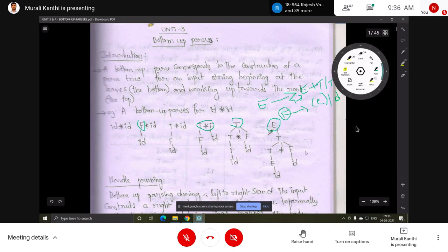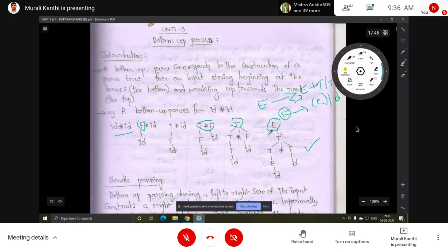This is the bottom up approach. What is the input string? ID into ID. So we have started from the leaf nodes, that means from the input string, and worked upwards, up towards the root node. What should we get? The starting symbol of the grammar. So that is the root node. This is the parse tree construction. How have we done it? From the input string to the starting symbol of the grammar.